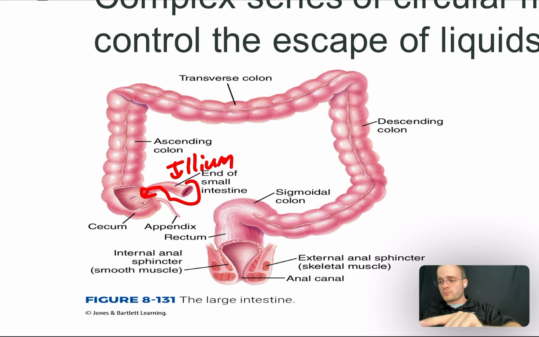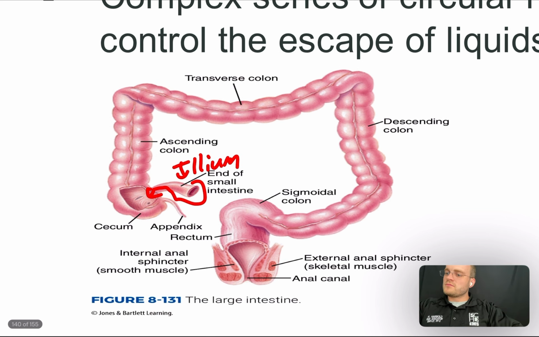Off of the cecum runs the appendix. I'm going to come back to the appendix. But we go from the ileum to the cecum. From the cecum, we go up. So it's the ascending colon, and then we take a turn, and it's the transverse colon, and then we take another turn, and it's the descending colon, and then it makes this weird S shape, called the sigmoid colon. And then this is the rectum, and here's the anus.